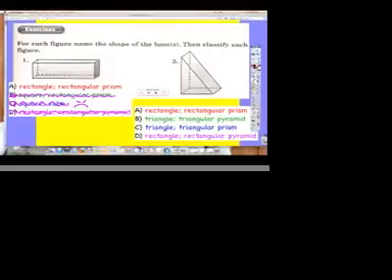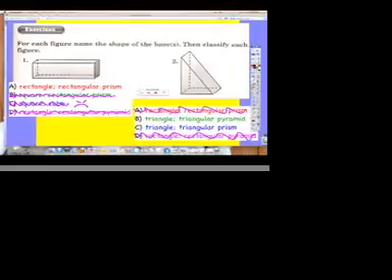Taylor, you got another? Totally. Rectangle, rectangular prism. It's not this. It's not number 1. And that's what rectangular prism looks like. So, what do you think? Which one is this going to be? Because the only difference between letter B and letter C is one is a pyramid and one is a prism.